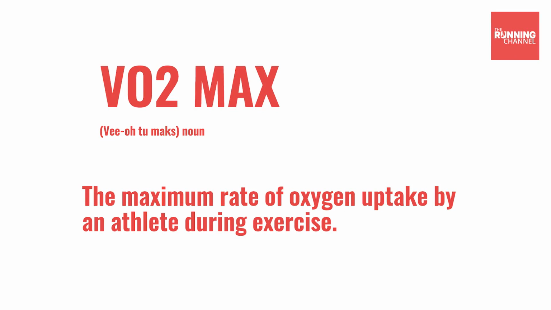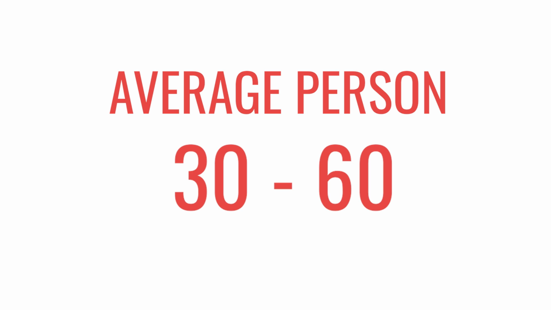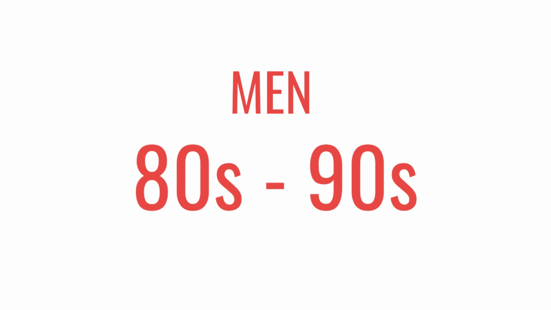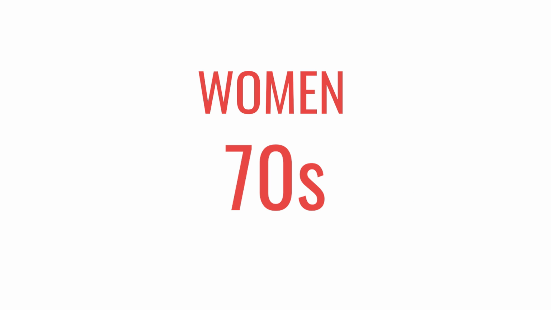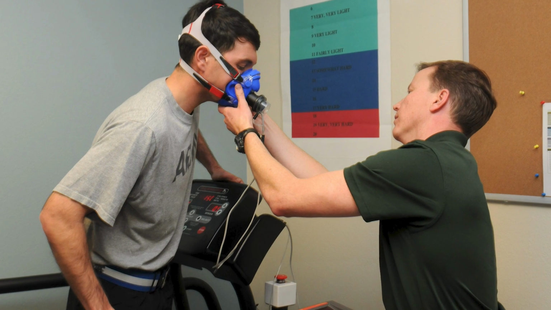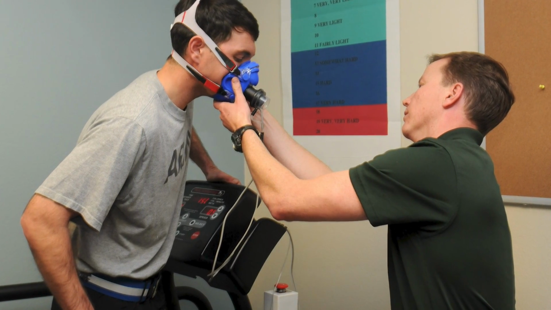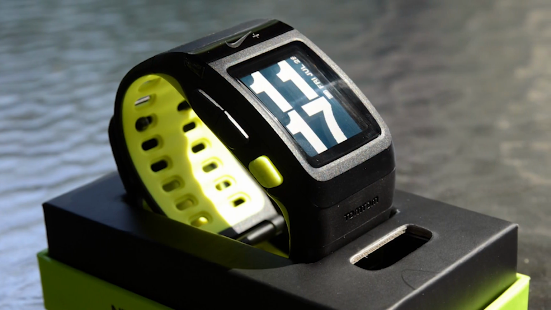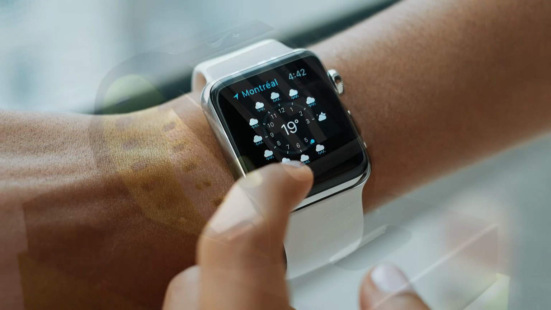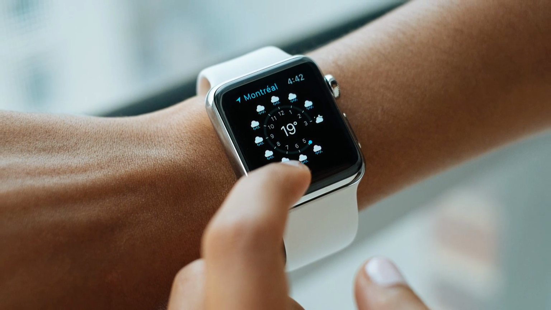VO2 Max. The VO2 Max is the maximum rate of oxygen uptake that a person can use during exercise. For most average people, it's around the 30 to 60 range. The higher, the better. Male elite athletes might be in the 80s or even 90s, while women tend to be in the 70s. The only accurate way to measure it is in a lab, though many GPS watches now give you a very rough estimate using heart rate data and pace.